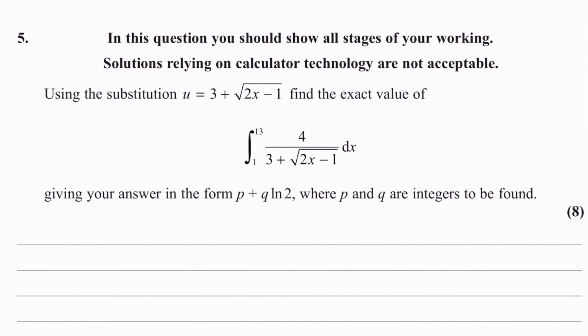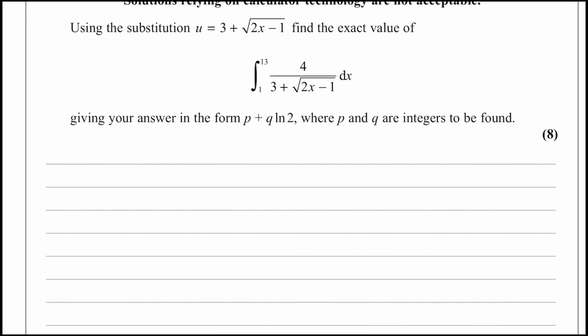Here comes problem 5. Using the substitution u equals 3 plus square root of 2x minus 1, find the exact value of this integration, and give your answer in the form p plus q ln 2, where p, q are integers to be found. Since u equals 3 plus square root of 2x minus 1, we have to find du by dx.